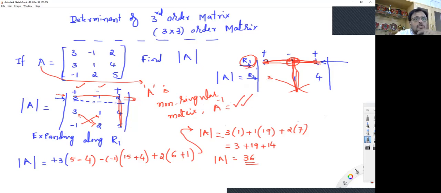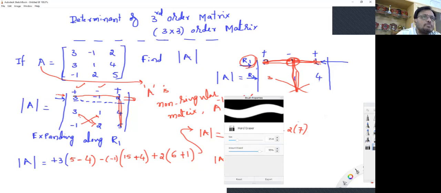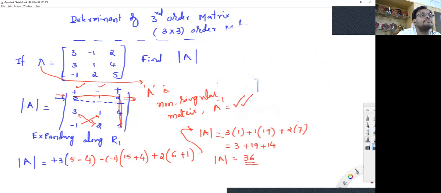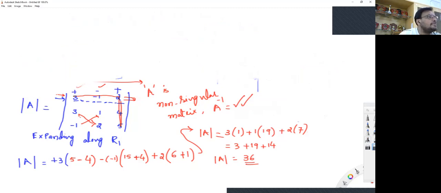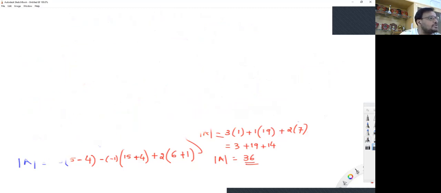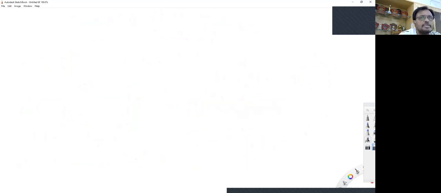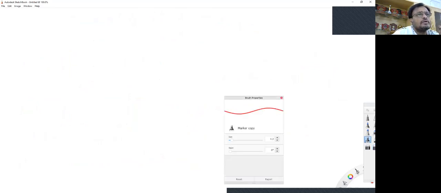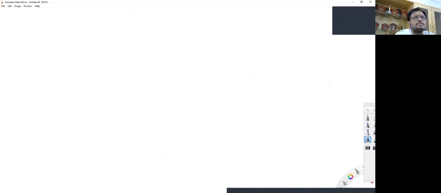Third order determinant, look at here, my dear students. Once again, I'll go for one more example. Directly I'll be going for it. If you are not clear, once again try to understand. To find the determinant of any third order matrix, the determinant can be evaluated or expanded by using any row or any column. The value remains the same.